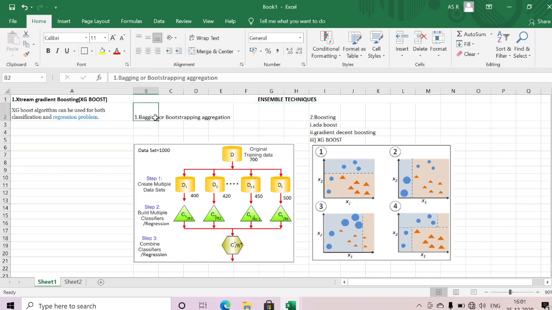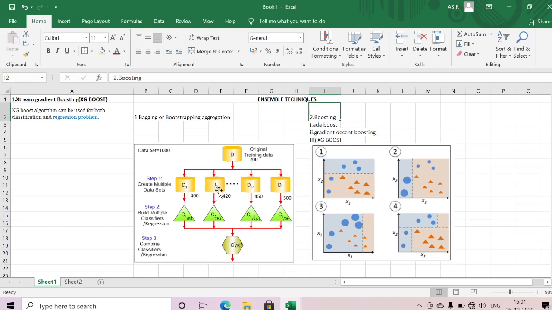Ensemble techniques are of two types: bagging, or bootstrapping aggregation, and second, boosting. Bagging, or bootstrapping aggregation, is a parallel process and boosting is a sequential process. Let us take 1000 records as my data set, and from these 1000 records, I have taken a random 700 records for the original training data. This original training data we are dividing into multiple data sets. For data set 1, we have taken a random 400 records from this original training data of 700 records, and we are calling it data set 1.